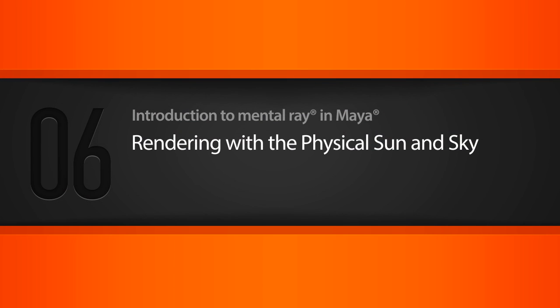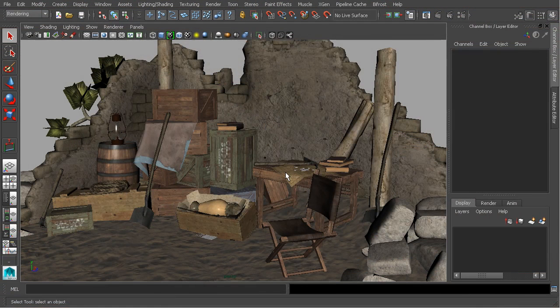In this lesson, we'll learn how to begin using the physical sun and sky nodes inside of MentalRay. All right, great. So go ahead and open up this Lesson 6 Begin file. I've got several pieces of geometry with materials already set up for them here inside of our scene, and I want to begin to render this out.